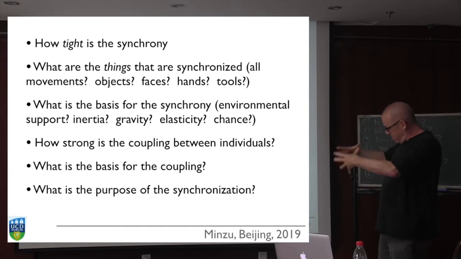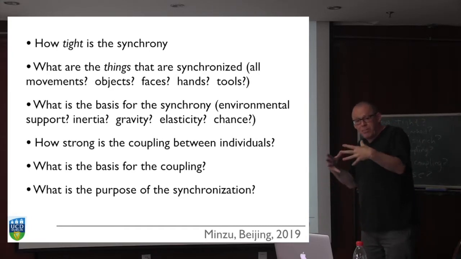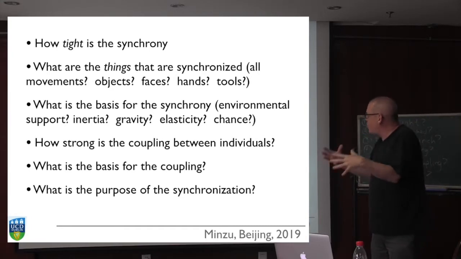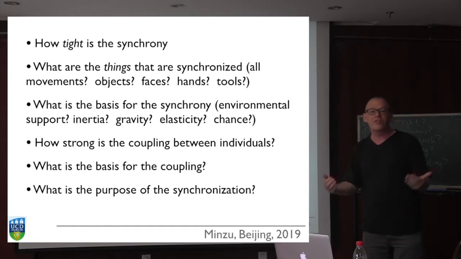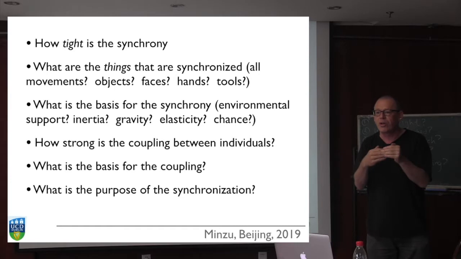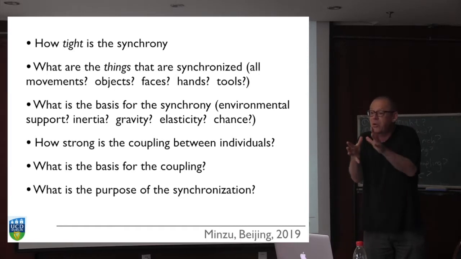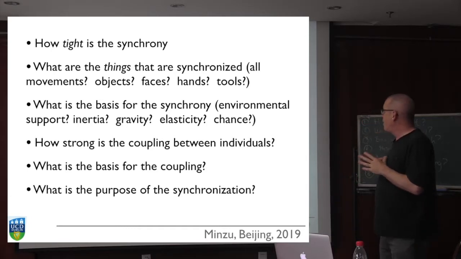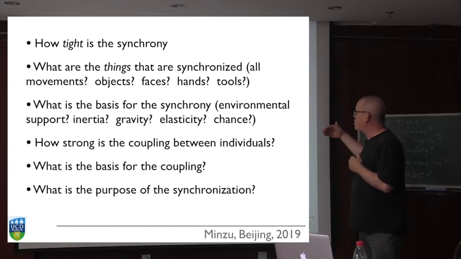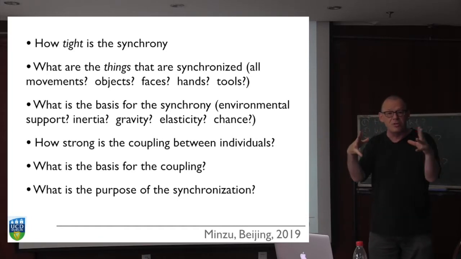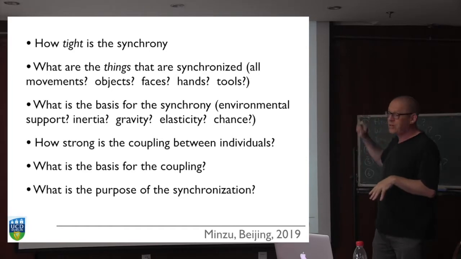Then when we've got examples of people or systems doing the same thing at the same time, we might ask, how strong is the coupling between individuals? So if one of them makes a mistake, will that affect the other one? We'll see there's great variety there. And then we can ask, this is a different question, what's the basis for the coupling between individuals? This is not the same question as what's the basis for the synchrony.